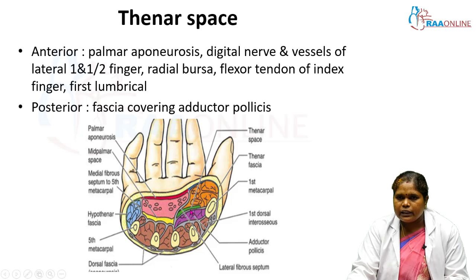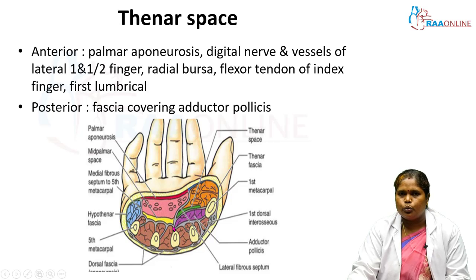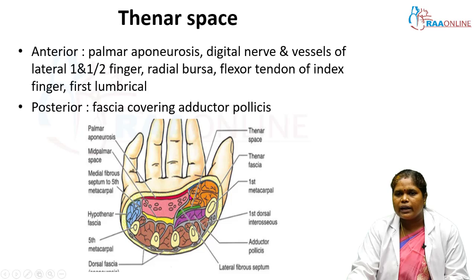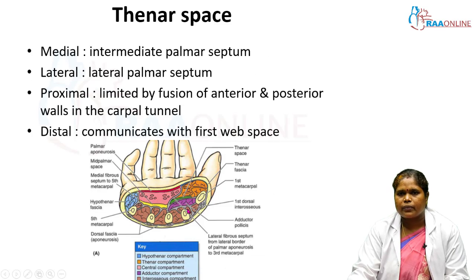And posteriorly, the fascia covering the adductor pollicis muscle. The purple color structure is the adductor pollicis muscle. So covering this muscle, we have the deep fascia. So this fascia is going to form the posterior boundary. Okay. So these are the anterior and posterior boundaries of the thenar space.